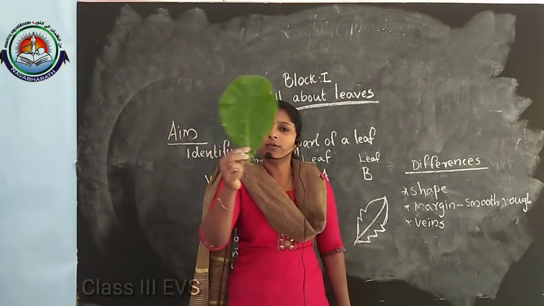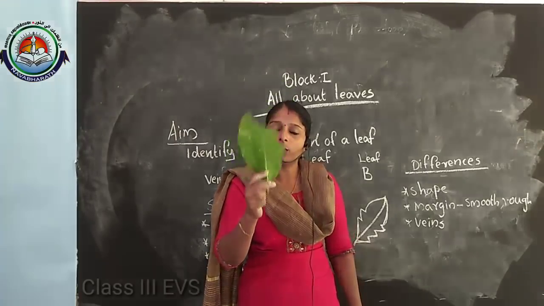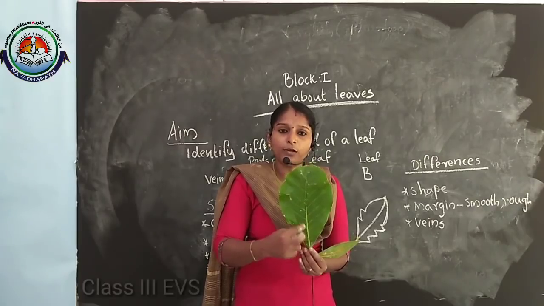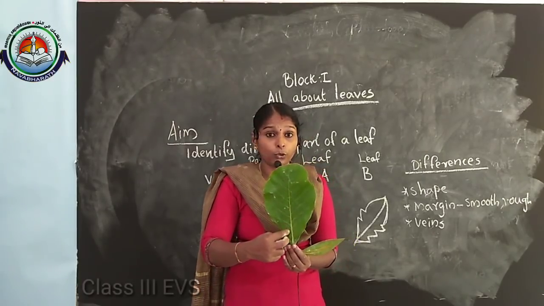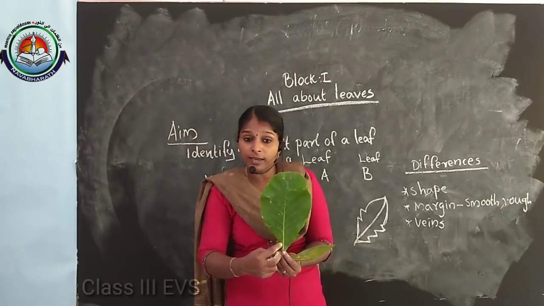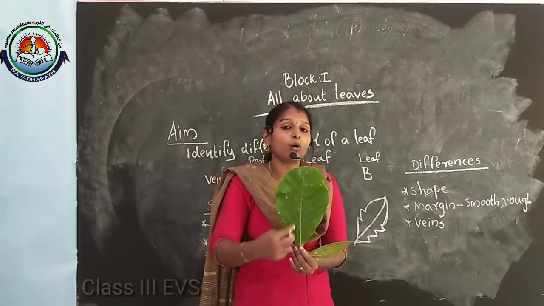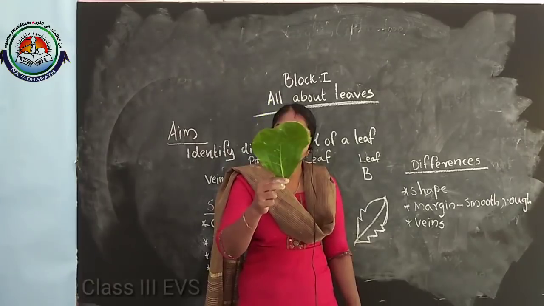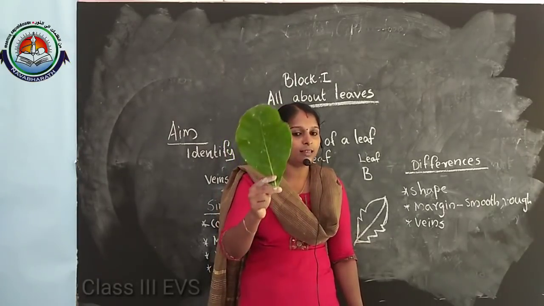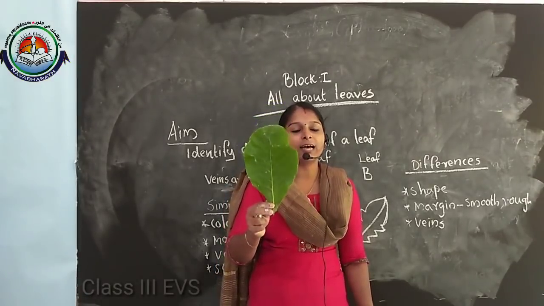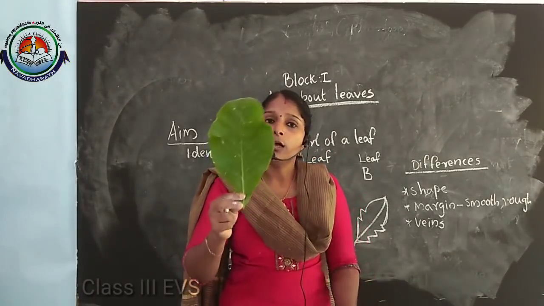So first I will say how this leaf is. This leaf has one midvein. Already I taught you midvein. So what is a midvein? Midvein is the vein that passes through the middle of the leaf. So this leaf has a midvein, and some small veins are starting from this midvein.